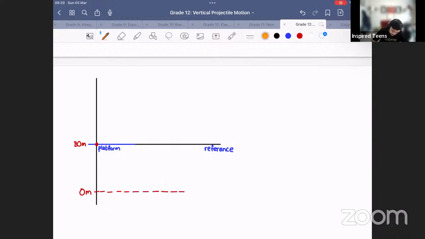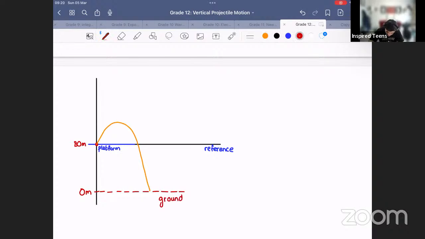Then we can draw our projectile. It starts at the platform, goes higher than the platform, and returns to the ground. So in that case, that's how we draw this graph where the platform is taken as reference point. The reference point is basically what's on our x-axis. Yes, in that case, the ground, let's label it. This is our ground, which is 30 meters below.